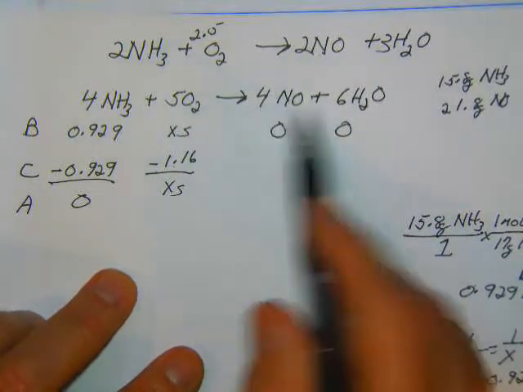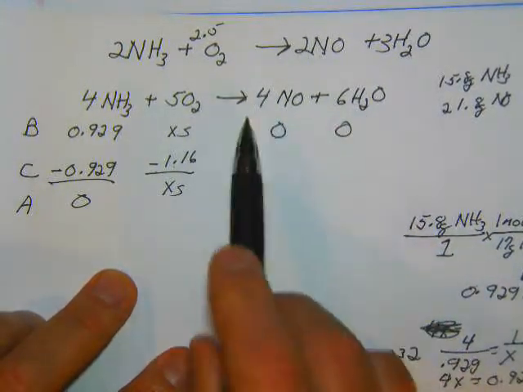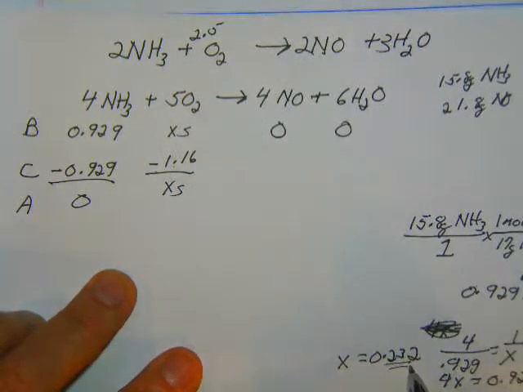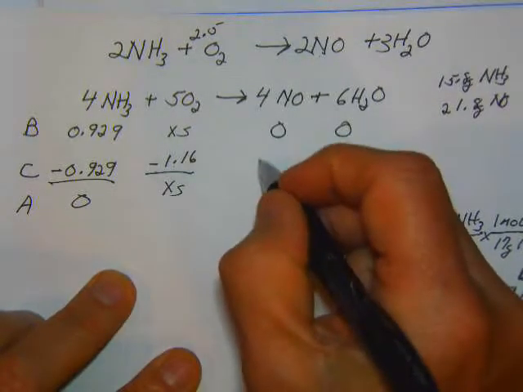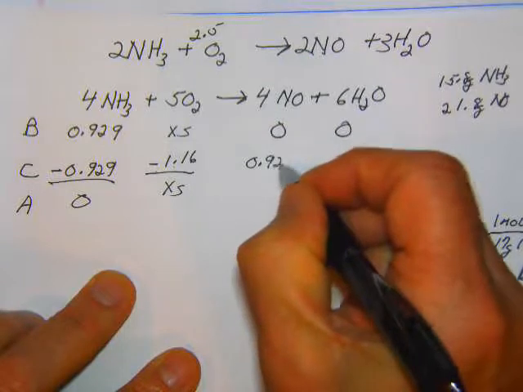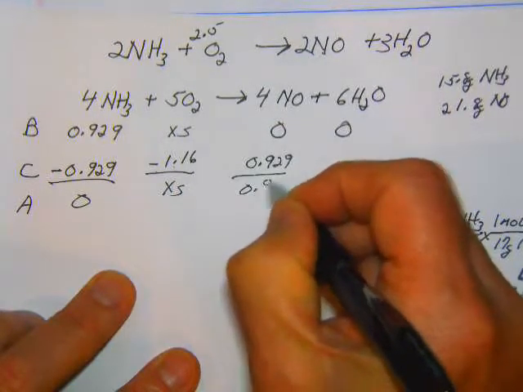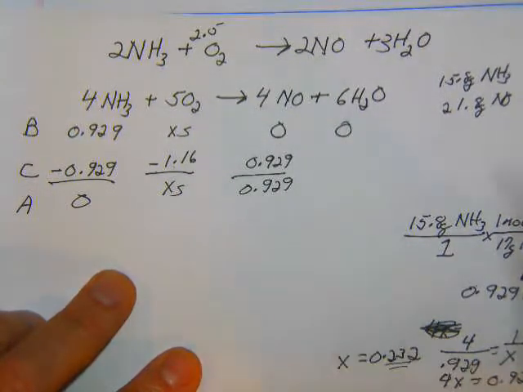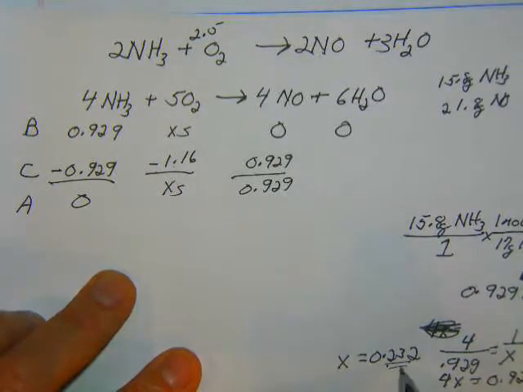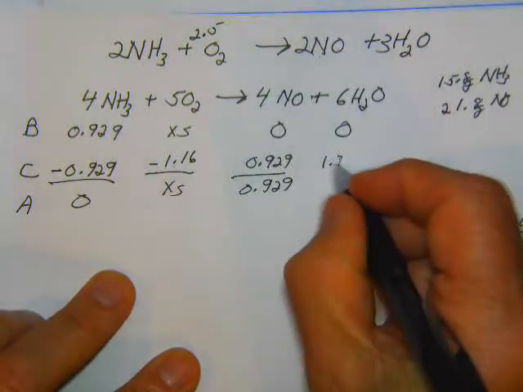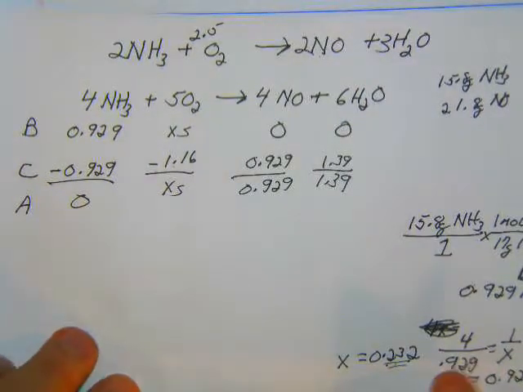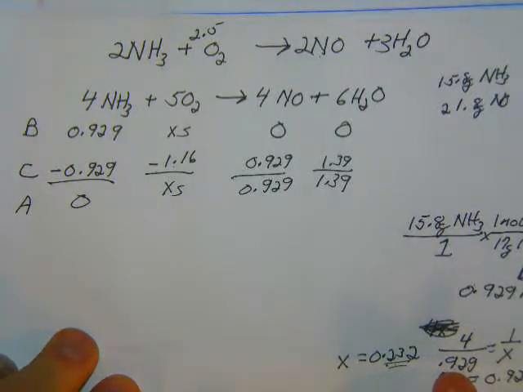Next step is, well, how about our products? Coefficient of 4. So 4 times this value is going to end up being 0.929. So that's how much we're going to get. And actually, we get quite a bit of water. So 6 times 0.232 is 1.39. So there's our molar ratios, if you will, for the completed reaction once it goes to completion.